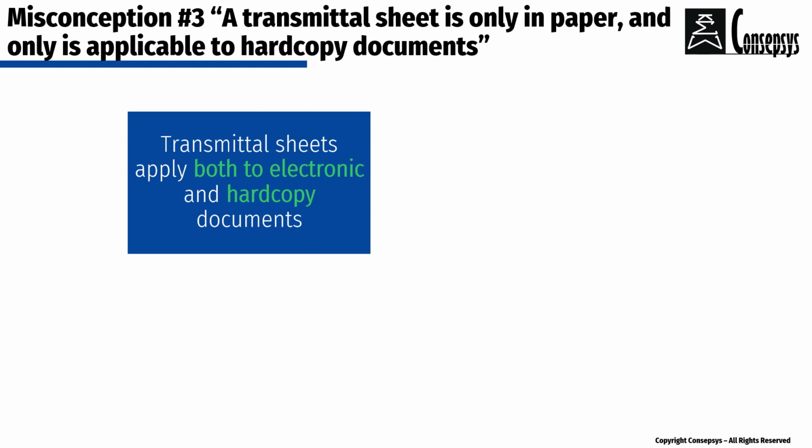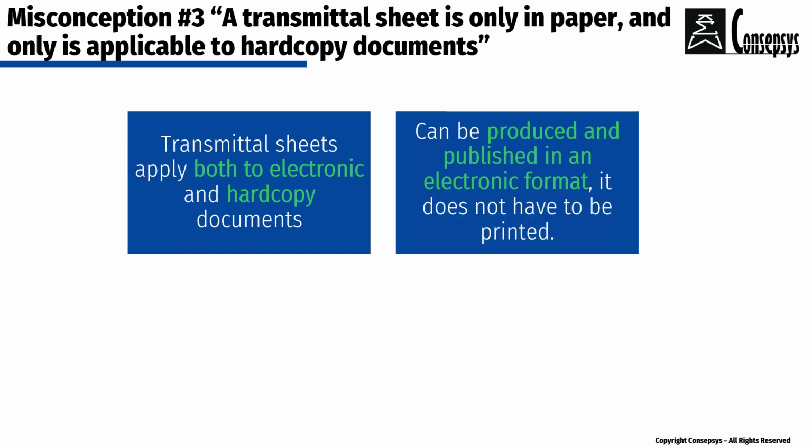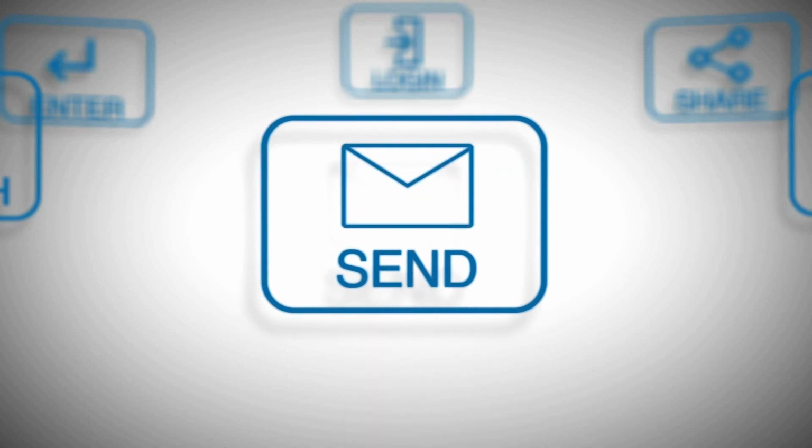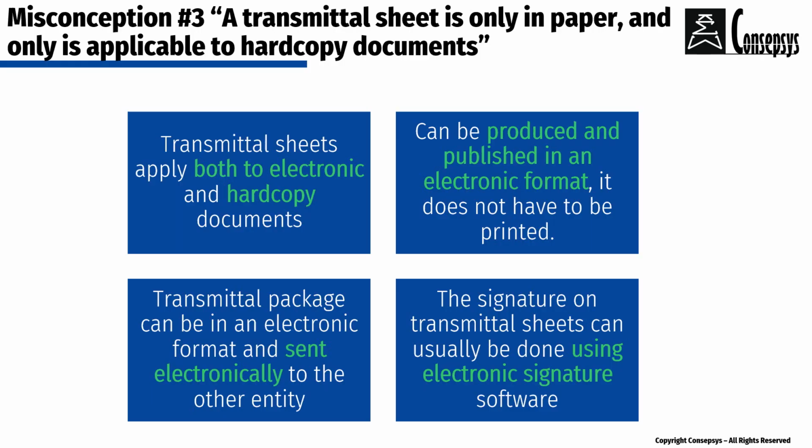Even if you never manage hard copies, you still need to use transmittal sheets to be used as records and evidence. And by the way, a transmittal sheet can be produced and published in an electronic format. It does not have to be printed. The transmittal package can be in an electronic format, and it can be sent electronically to the other entity, for example, by email, through an EDMS, an FTP server, etc. The signature on transmittal sheets, both by the sender and the recipient, can usually be done using electronic signature software. It has to be agreed between both parties.